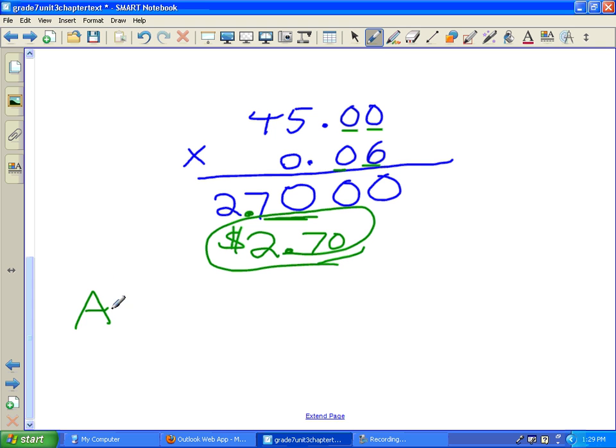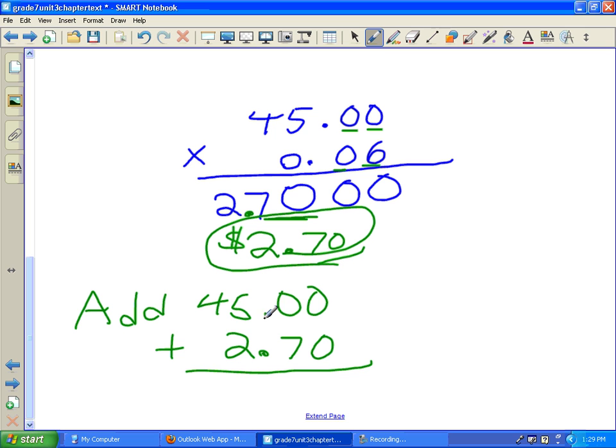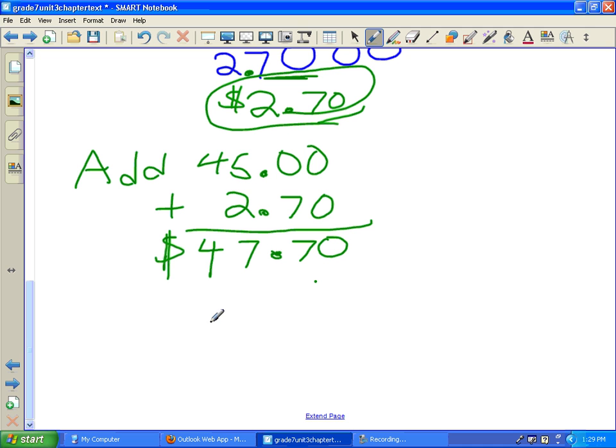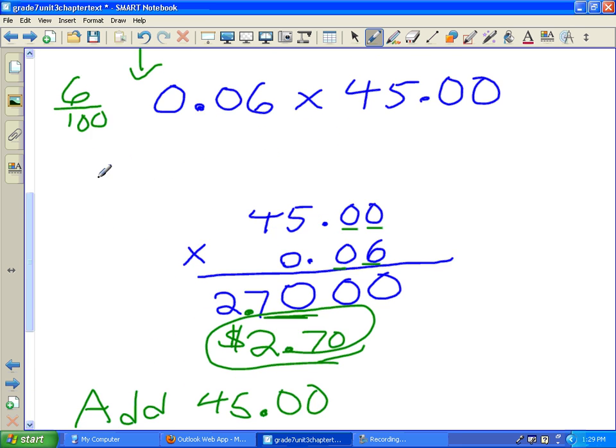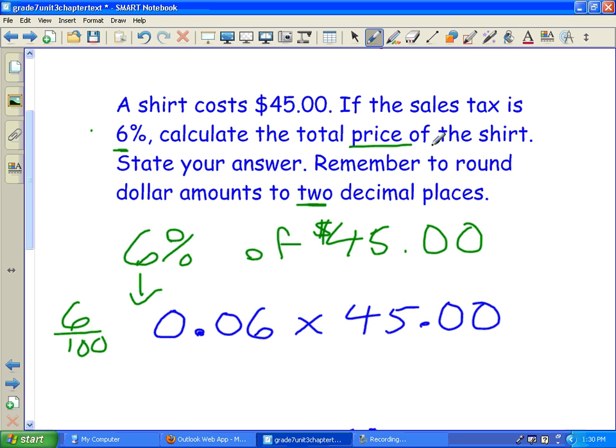So let's add together the $45 that was on the price tag and $2.70. Remember to keep your decimals in line with each other. 0 plus 0 is 0. 7 plus nothing is still 7. Put your decimal there. 5 plus 2 is 7. And 4 plus nothing is still 4. So your answer, and you would have to state it in a sentence, is you would pay a total of $47.70 for that item. Okay, so that's the total price of the shirt.